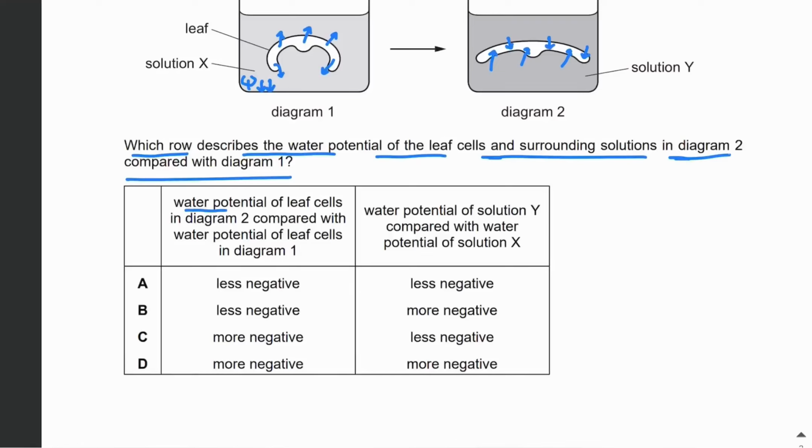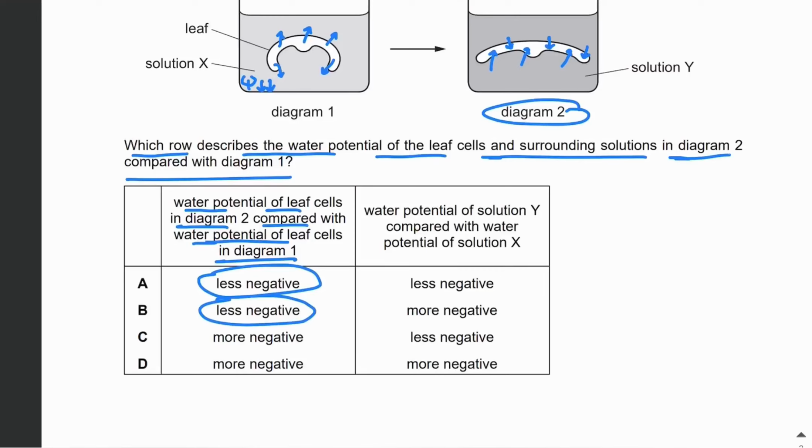So what is the water potential of leaf cells in diagram 2 compared with the water potential of the leaf cells in diagram 1? So guys, in diagram 2, leaf is turgid. So leaf cells have a higher water potential as compared to the leaf cells in the diagram 1. In diagram 1, leaf cells are flaccid. So guys, water potential of the leaf cells in diagram 2 is less negative or higher because these cells are turgid. And in diagram 1, the leaf is flaccid with the cells having a lower water potential or more negative water potential, right? So leaf cells in diagram 2 have a less negative water potential as compared to the leaf cells in diagram 1.